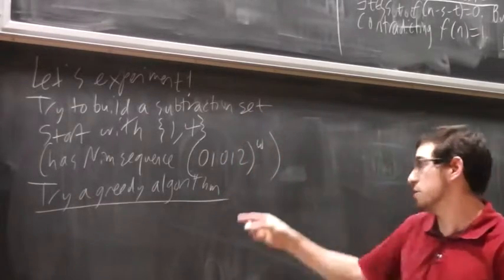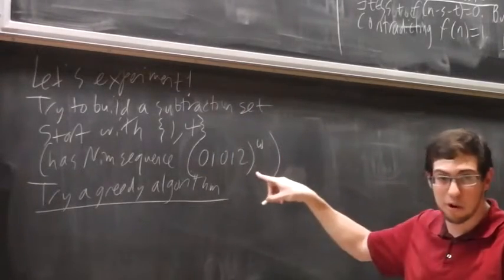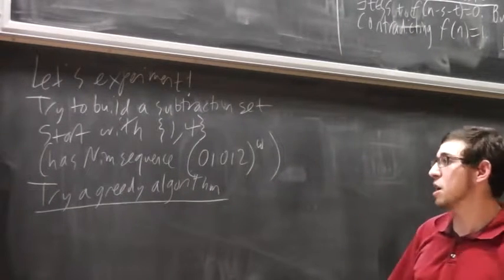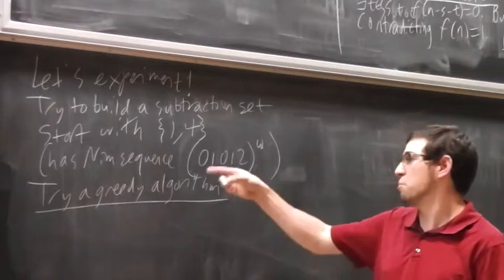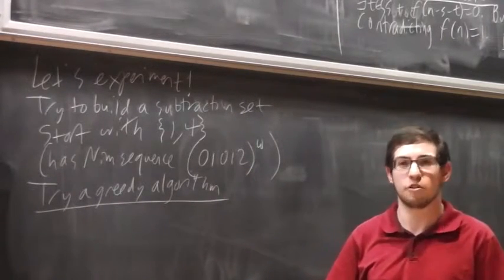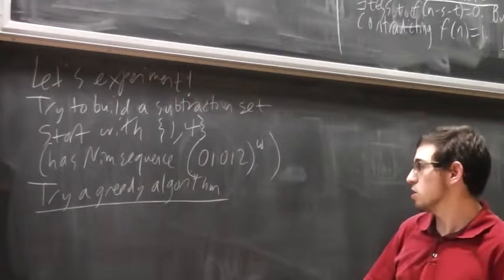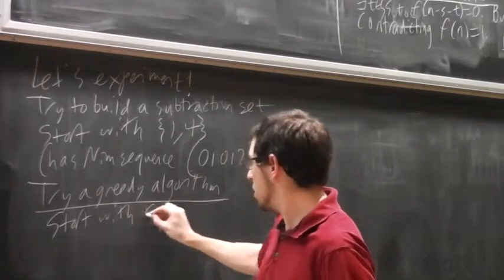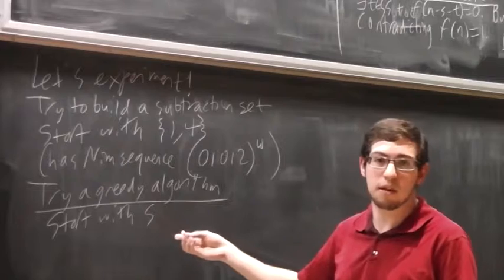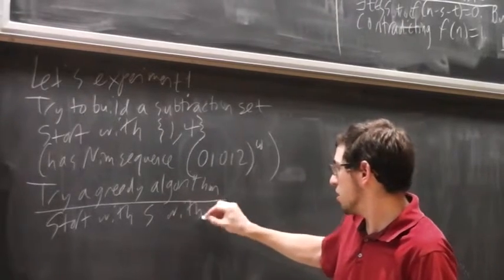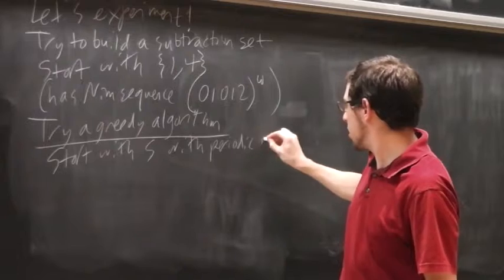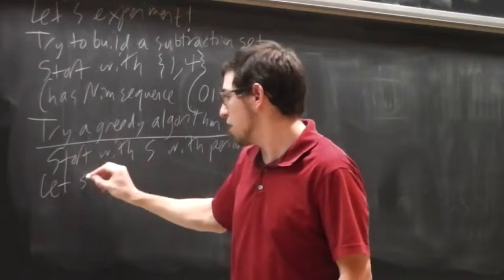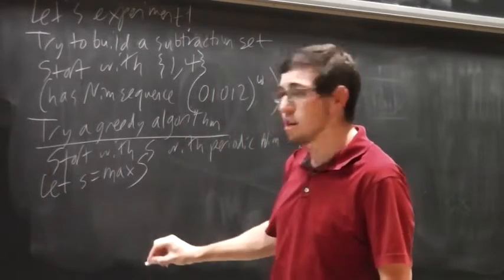And one thing to note is that this is a purely periodic sequence. We're going to try to maintain the property that we have a purely periodic sequence. That way we can analyze the limit. Because if we start getting prefixes, they start growing and containing things that we can't control, and we don't want to deal with that. So we're going to try the greedy algorithm where we start with S, which will be a finite set with a periodic nim sequence. And then we're going to let little s be the maximum of big S.